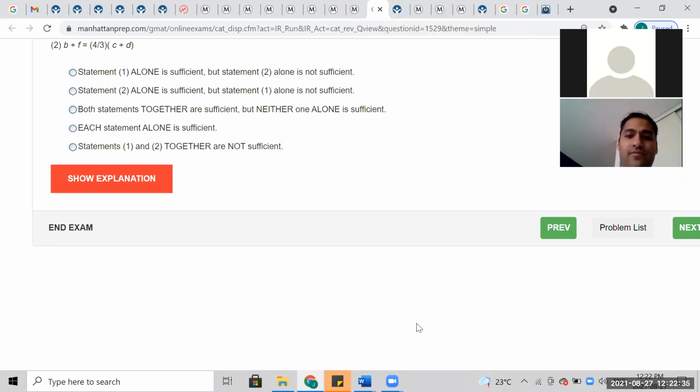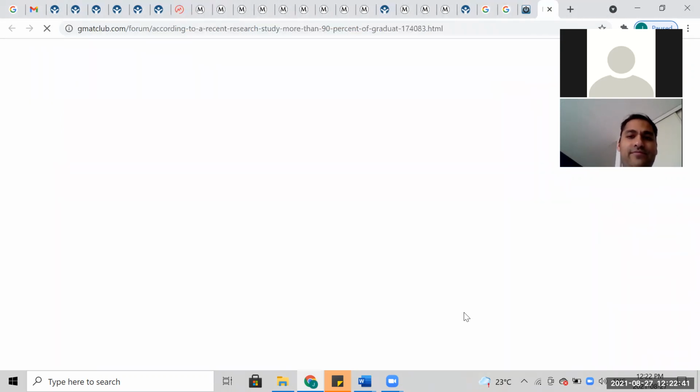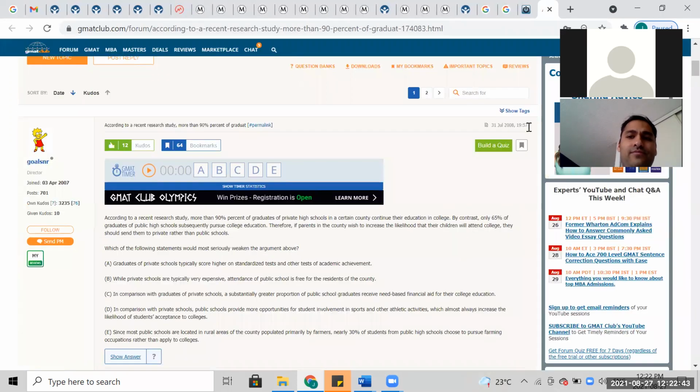Reason being, I would have gone with E. A reason is, if I take one by one each of these: graduates of private schools typically score higher on standardized tests and other tests of academic achievement. If anything, this is strengthening the argument. Second, private schools are typically very expensive. Attendance of public school is free for the residents of the county.